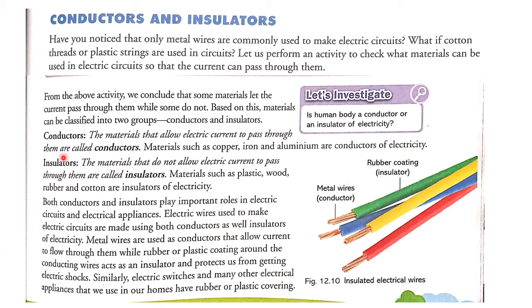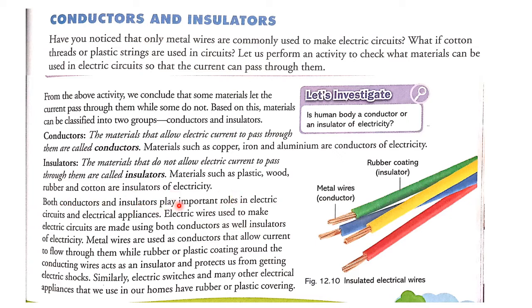And now we will see insulators. The materials that do not allow electric current to pass through them are called insulators. So children, again here you see the materials that do not allow electric current or electricity to pass through them are called insulators. Examples: materials such as plastic, wood, rubber and cotton are insulators of electricity.